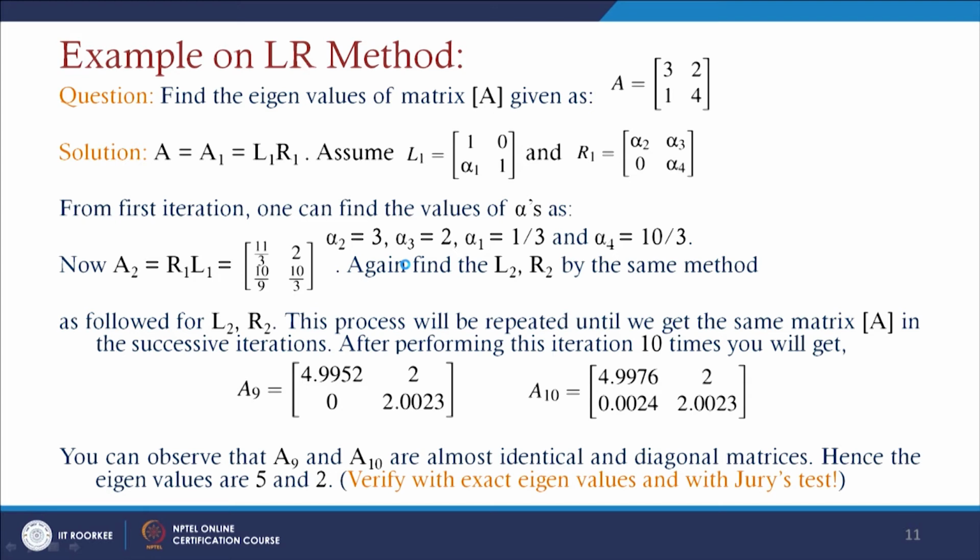Suppose the example is: find the eigenvalues of a matrix A, which is given as A equals 3, 2 and 1, 4. So, first we assume that A1 equals A, which can be written as L1 R1 here. L1 is the lower triangular matrix and R1 is the upper triangular matrix. In this case we assume this problem will be solved by Doolittle's method, and in Doolittle's method we assume the lower triangular diagonal entries as 1. If we use Crout's method, then we take the U diagonal entries as 1.